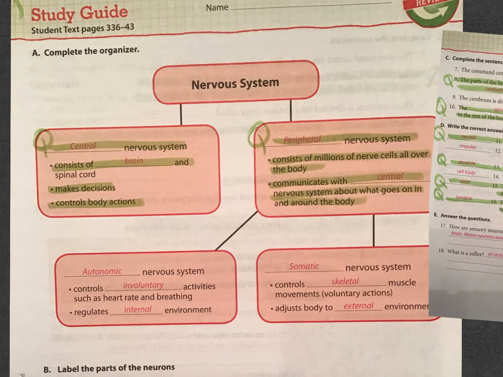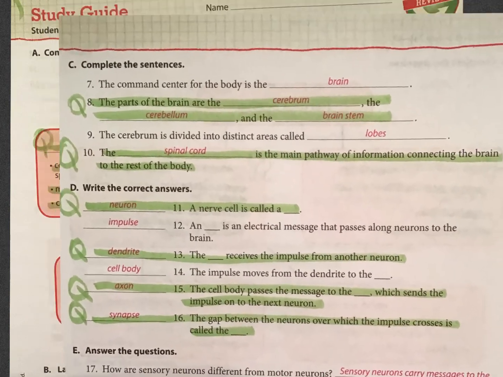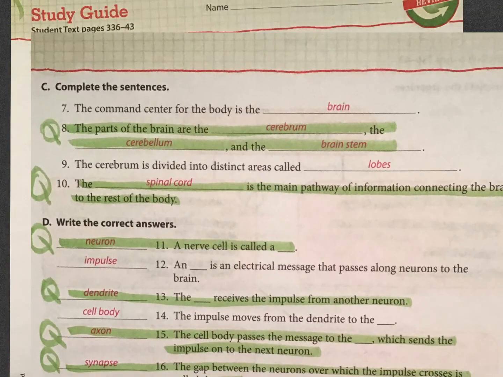Now, let's go ahead and pull over the next page here. We'll just pull it up here. We'll start at the top. There's quite a few things highlighted here, so please make note of that. Number 7, the command center for the body is the brain. Number 8 is highlighted. There are 3 parts of the brain: the cerebrum, cerebellum, and the brainstem. Number 9, the cerebrum is divided into distinct areas called lobes. Number 10, the spinal cord is the main pathway connecting the brain to the rest of the body.